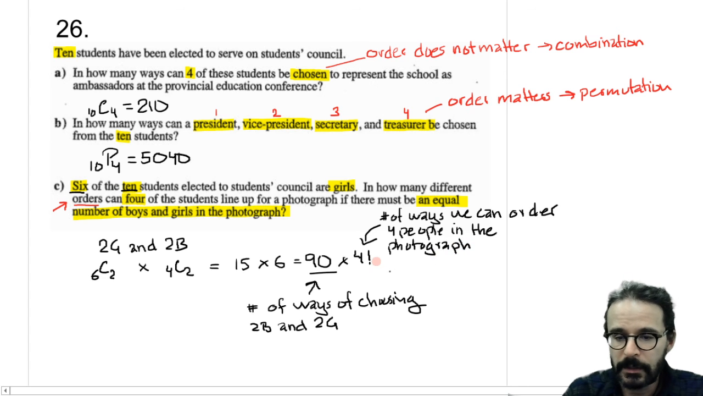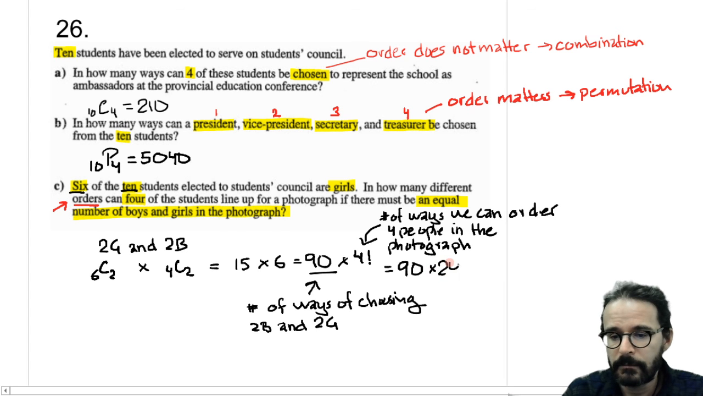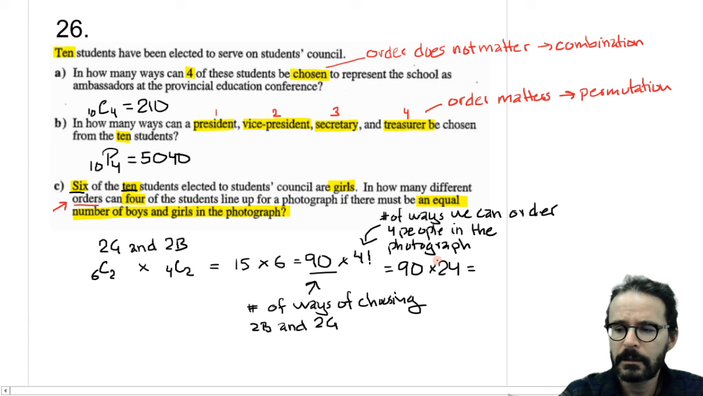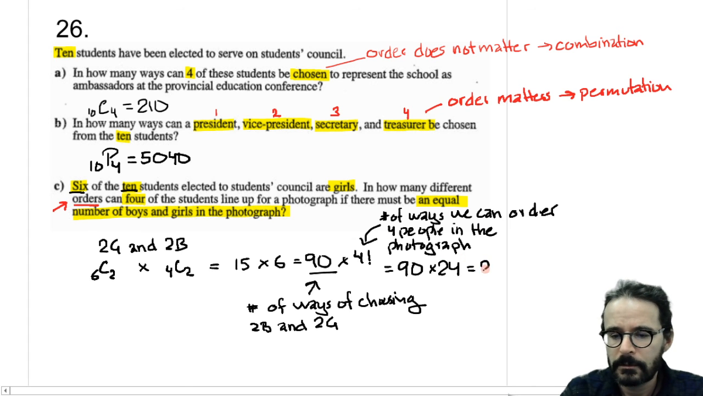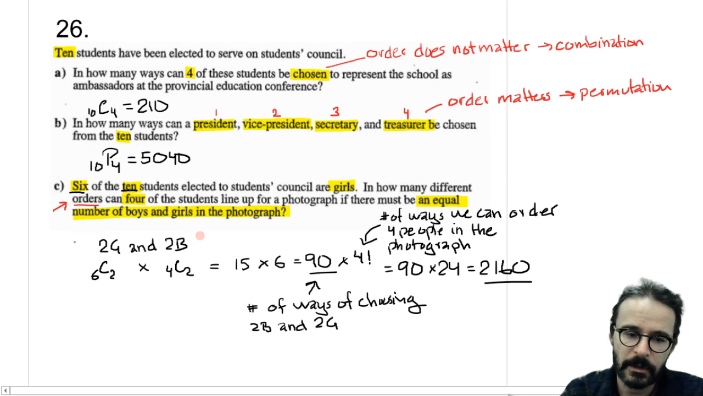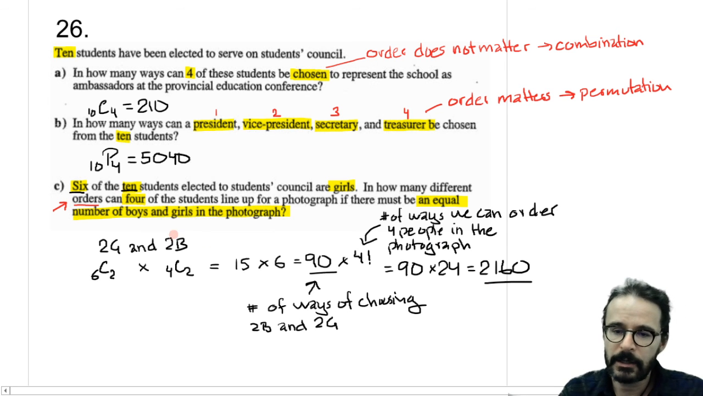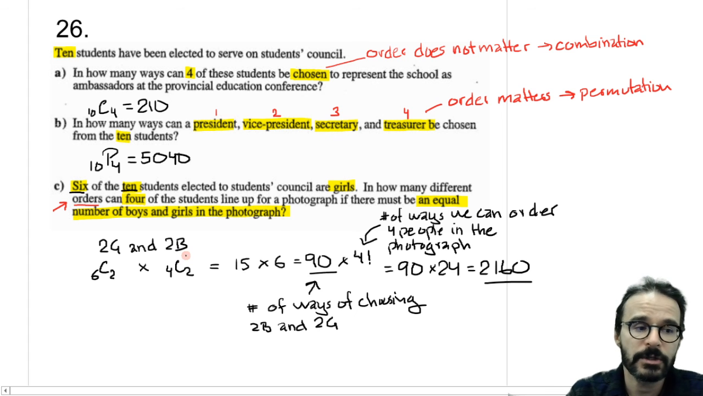So if we calculate this, 4 factorial is 4 times 3 is 12, times 2 is 24. So it's going to be 90 times 24. And this is 2,160, I believe. 2,160. Okay, so this is a bit of a tricky problem because we are combining combinations and permutations.